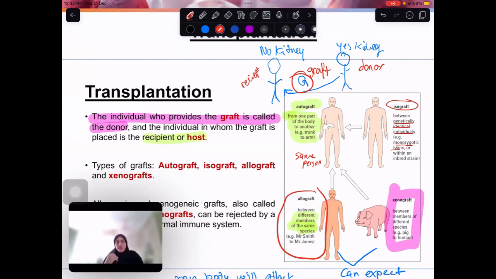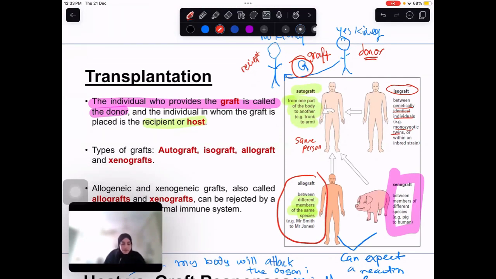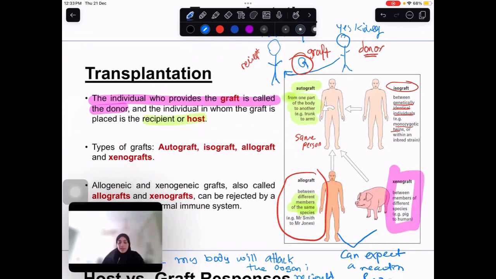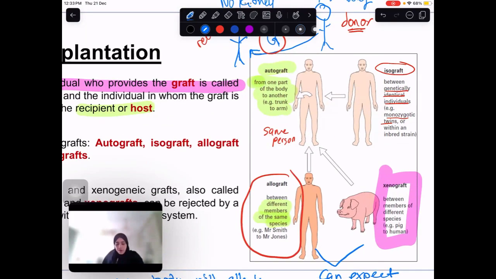Who is receiving the kidney? The recipient or the host. Who is giving me the kidney? That's the donor. The kidney, what is it called? The graft, because it could be any organ. It doesn't have to be kidney. Okay, so that's that. Now there's many different types of grafts. Here, the four main ones.